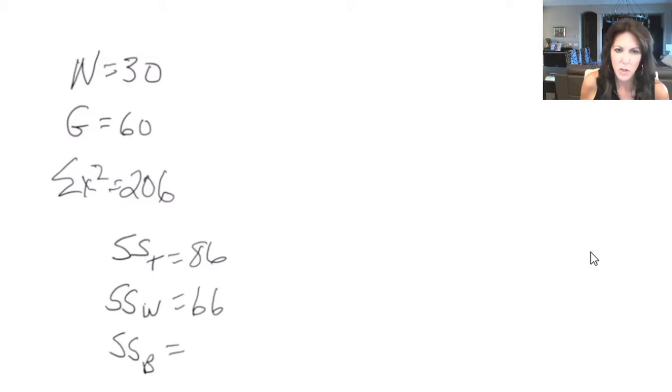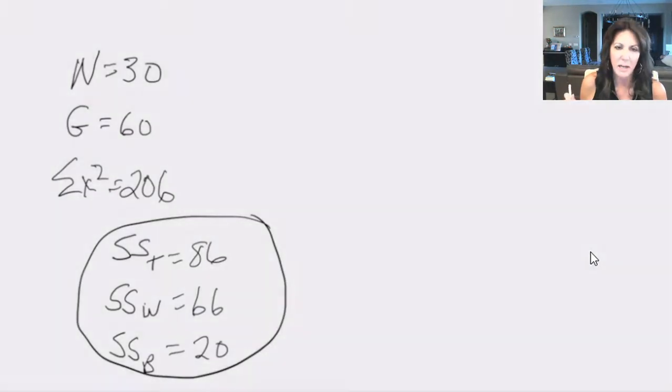And finally, for sums of squares between, there is a convoluted formula where you could find that, but we're not going to use that formula. We're going to think about what we know about sums of squares, that the sums of squares total is a matter of sums of squares within plus the sums of squares between. So I can just do a little simple algebra to figure this out. What plus 66 gives me 86? Well, that's 20 right there. 20 plus 66 is 86. So now I have all of my sums of squares that I need for an ANOVA, which is good news because that's 3 out of the 9 calculations that we need to do.